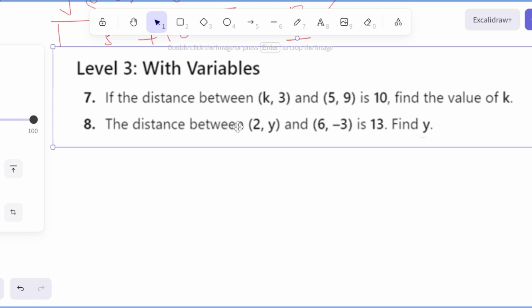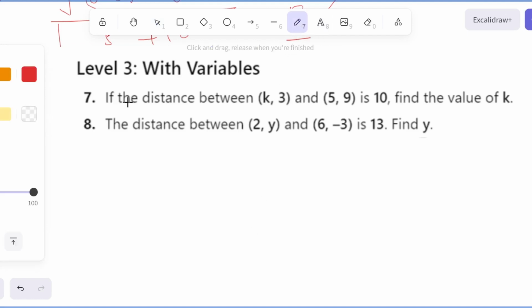Can you try this? If the distance between these two points, (k, 3) and (5, 9), is 10, find the value of k. These types of questions will also come, where they give you the distance and ask you to find the unknown coordinate. Give it a try, then we both will do it together.